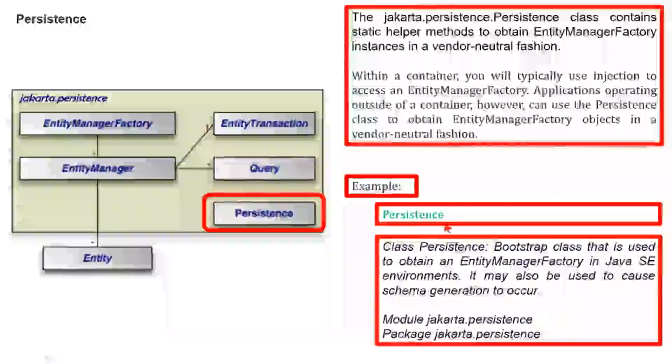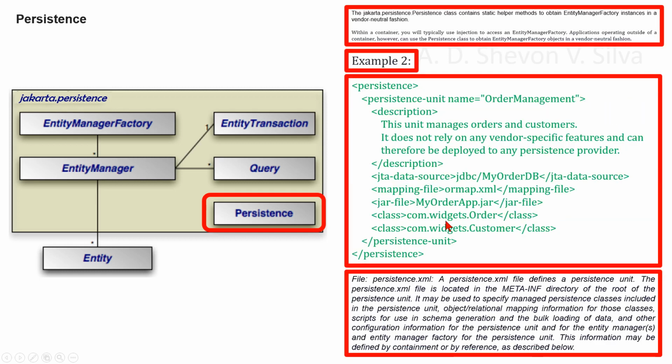Consider the class Persistence. It is a bootstrap class that is used to obtain an entity manager factory in Java SE environments. It may also be used to cause schema generation to occur. This is in module jakarta.persistence and in package jakarta.persistence. Here you can see, as an example, the content of an example persistence.xml file.